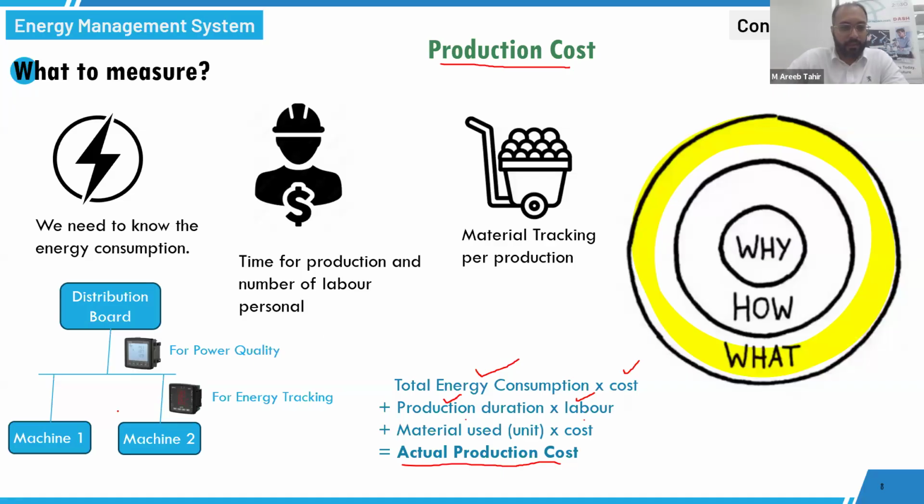So for that purpose, I can have multiple machines connected on the distribution board. I can have meters for each machine, which will give me the key parameter like kilowatt hour. And I can use a power quality meter at the main distribution board that will keep track of voltage, current, and many things like harmonics, for example. So this system will be beneficial to let me know the actual cost of production.